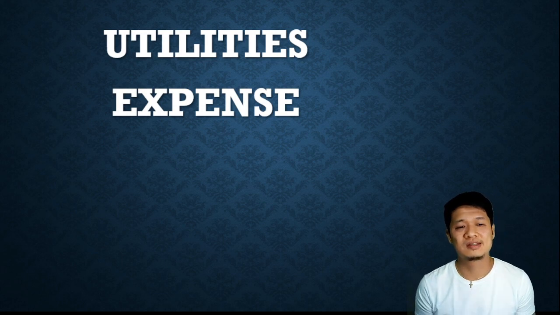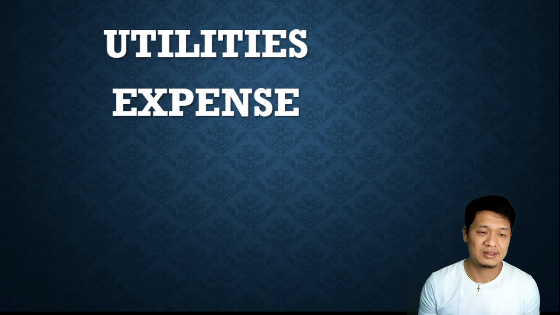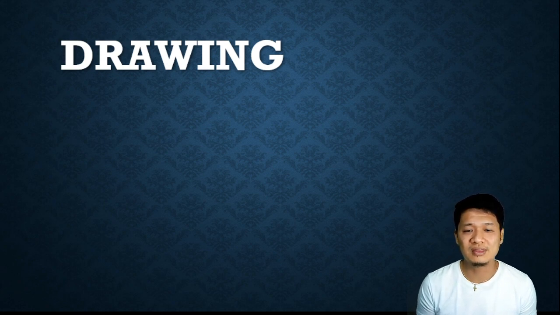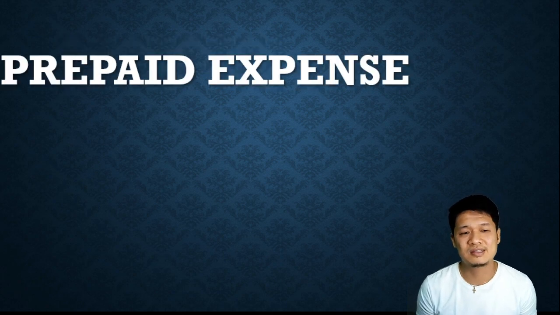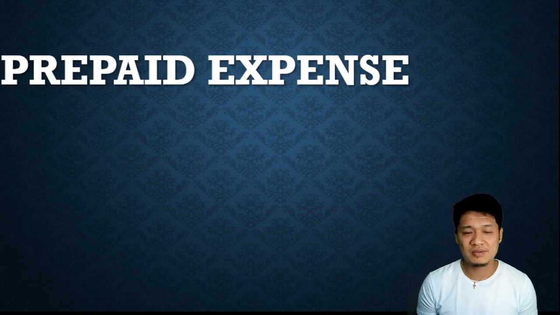Utilities expense. So, expenses yan. So, yan ay under debit. Drawing. Drawing under ADELIC. Nasa second letter yan. Letter D. Drawing. So, debit side ang normal balance ng drawing. Prepaid expense. Prepaid expense is not expense, di ba? So, yan ay prepayment. So, ibig sabihin yan ay asset. Asset natin ay debit side.